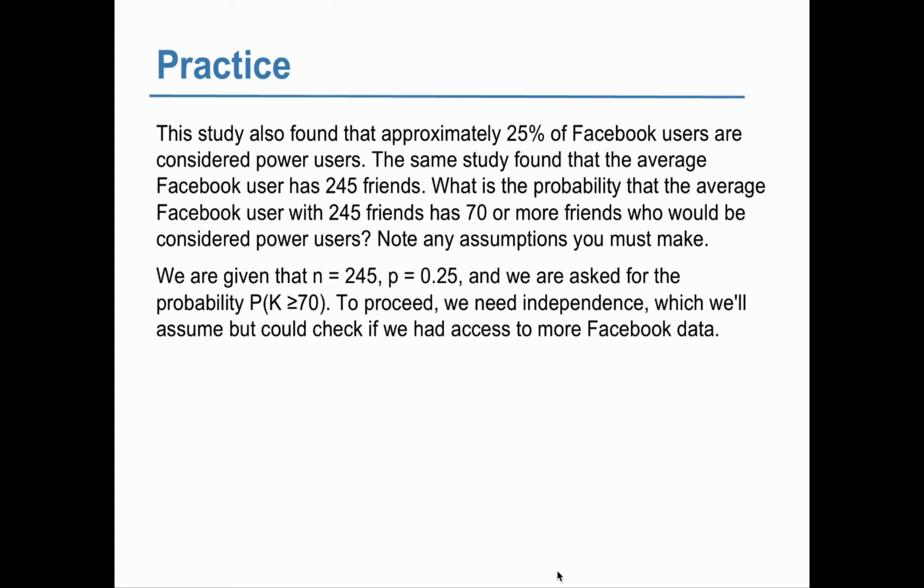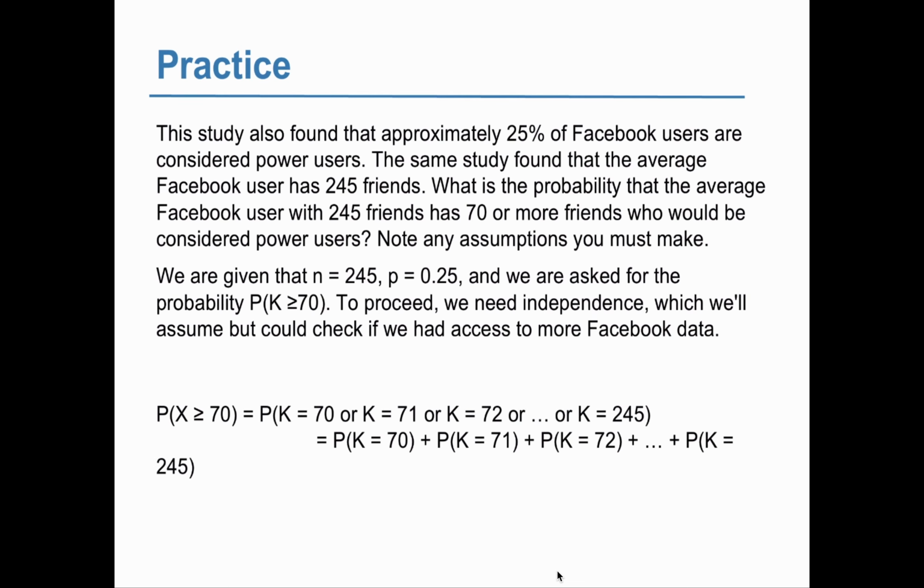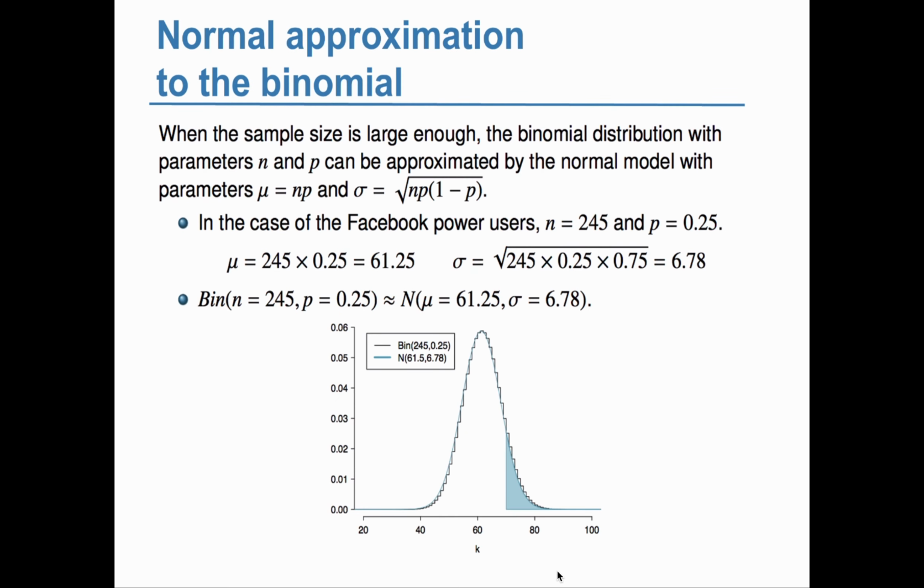But we have an N of 245, we have a P of 0.25, and we want the probability that K is 70 or greater. We can do this individually, right? The probability that K is 70 or 71 or 72 or 73 or whatever up to 245. Or we can use the normal approximation. Jazz hands. So we know N and we know P.